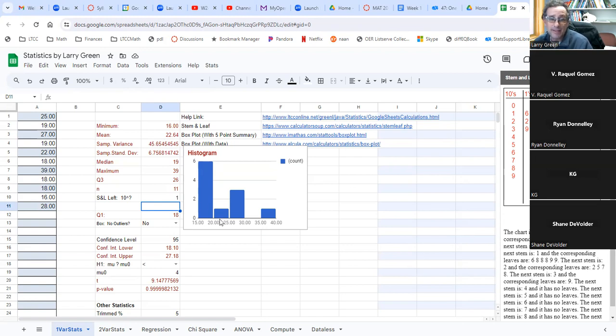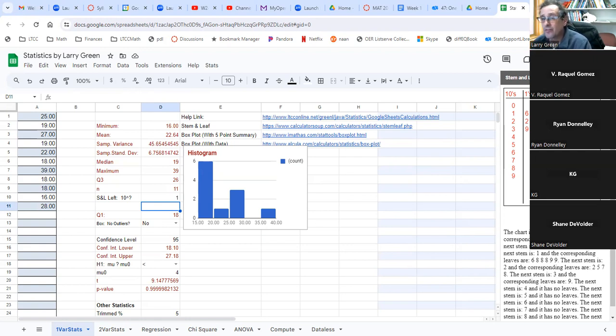On the other hand, if you looked at the histogram, we know that there were 6 people that were between 15 years old and 20 years old, but you don't know what age each of those people were. Do you see that? With the stem and leaf, you know exactly how old everyone was. Any questions on that?